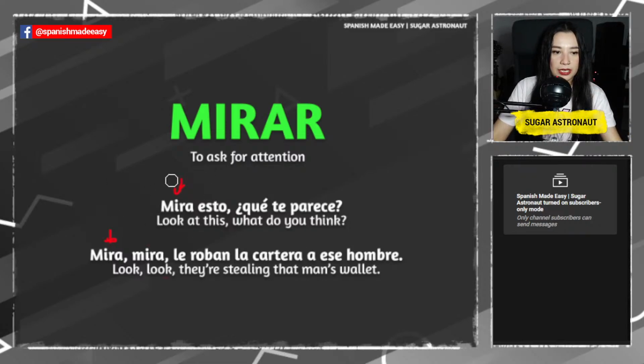So that's a very useful thing to know, because you can have those situations, right? Some interesting words here. Cartera means wallet. Hombre, man. Roban, in this case, means stealing. Robar, to steal. Okay? Or rub, to rub. So that's interesting.